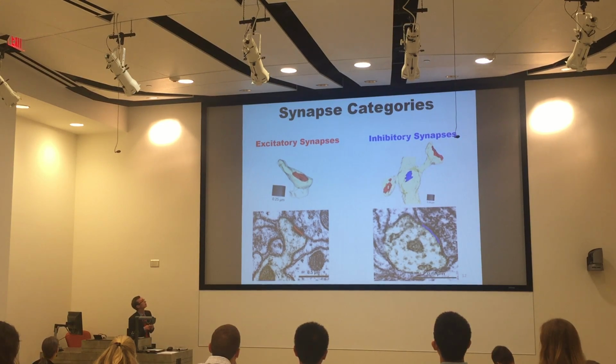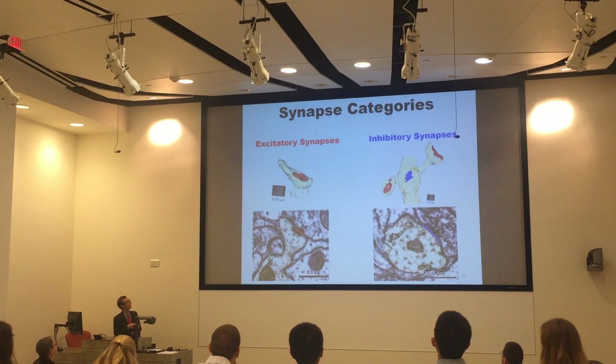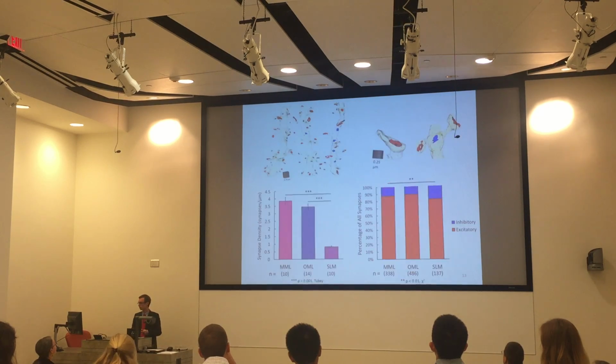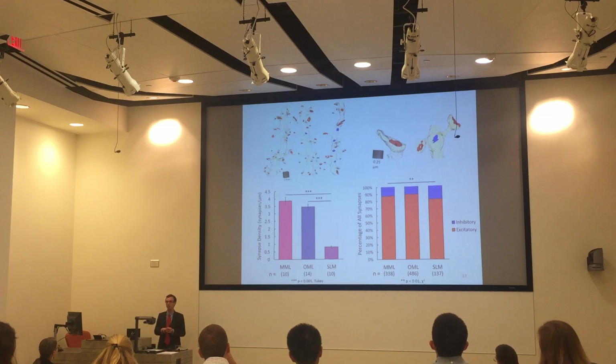So then we also categorize the synapses into two categories: excitatory and inhibitory. Excitatory synapses tend to stimulate a response in the postsynaptic cell, while inhibitory synapses tend to inhibit a response in the cell.